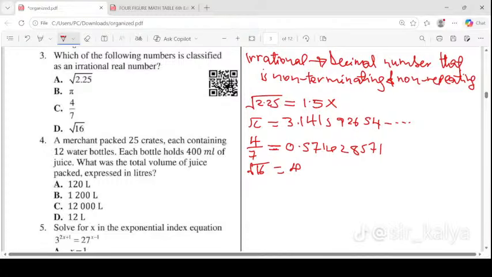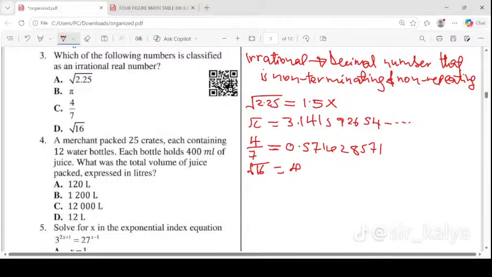So in this particular case, what are we supposed to do? We need to go back to the question and reread it. The question is, they want a number which is classified as an irrational real number. Very important points there. It must be an irrational real number. We've ruled out the square root of 2.25, and root 16 we also rule out. So we are left with choice B and choice C.